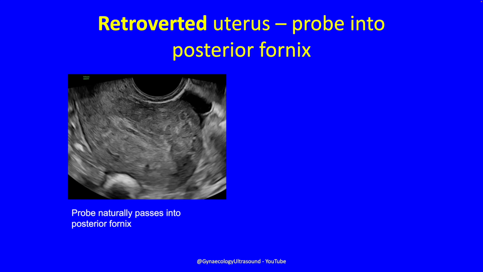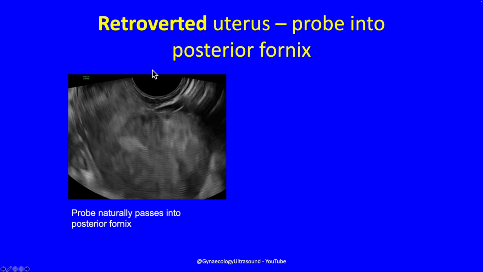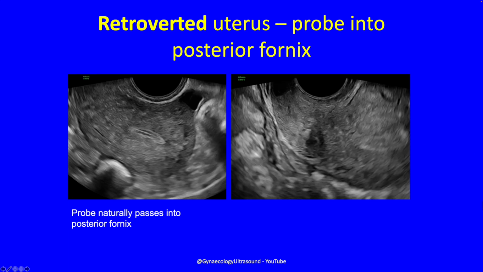So this is a retroverted uterus, and the probe naturally passes into the posterior fornix. That's the most natural place for it. So you can see that I've put my probe in and it's just there. I've got some free fluid. It's just going to sit there naturally.